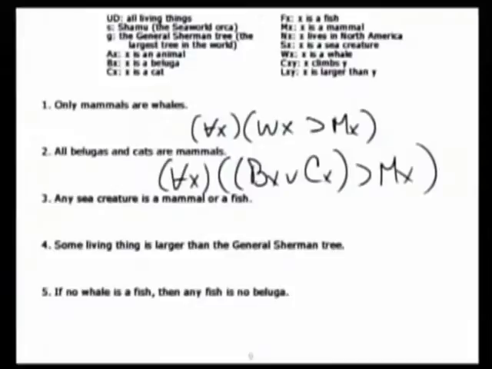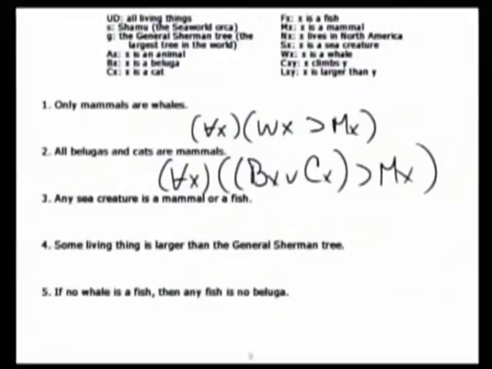Right? Would it be "and"? No. I've met a beluga that's a cat. If it's a beluga and a cat, it's not a mammal, then it doesn't exist. Well, it's okay. We could have that as a sentence in our logic class, but that's not what the sentence says. It says all belugas are mammals and all cats are mammals. So if something's a beluga or a cat, then it's a mammal, right?